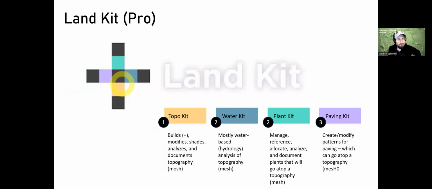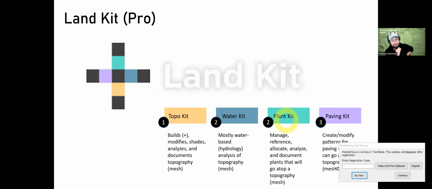So, super high level reminder, LandKit Pro is comprised of the different kits. We went over Topo Kit and Water Kit, and today we're going over Plant Kit. You're welcome to explore Paving Kit on your own because it's a bit more straightforward and you can use it for any of the other ones. So today we're focusing here, which, not surprisingly, is about managing, referencing, allocating, analyzing, and documenting plants.